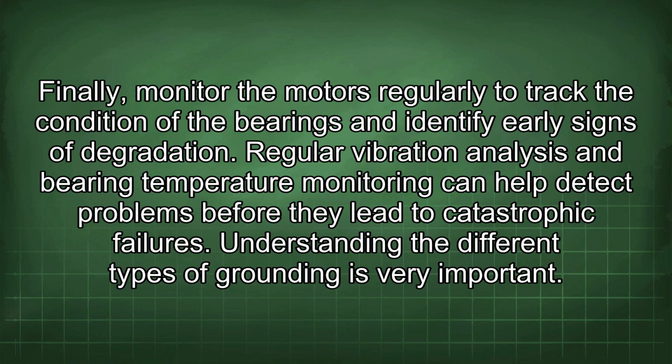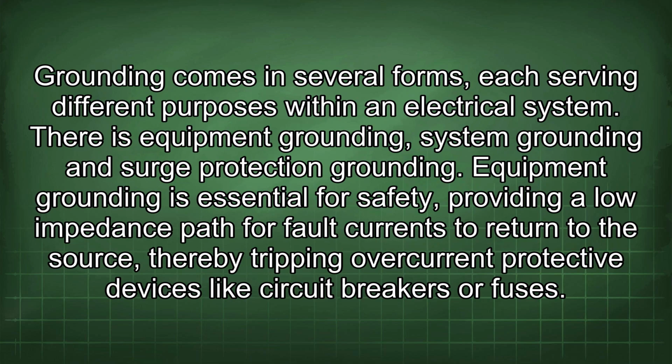Understanding the different types of grounding is very important. Grounding comes in several forms, each serving different purposes within an electrical system. There is equipment grounding, system grounding, and surge protection grounding. Equipment grounding is essential for safety, providing a low impedance path for fault currents to return to the source, thereby tripping overcurrent-protected devices like circuit breakers or fuses.